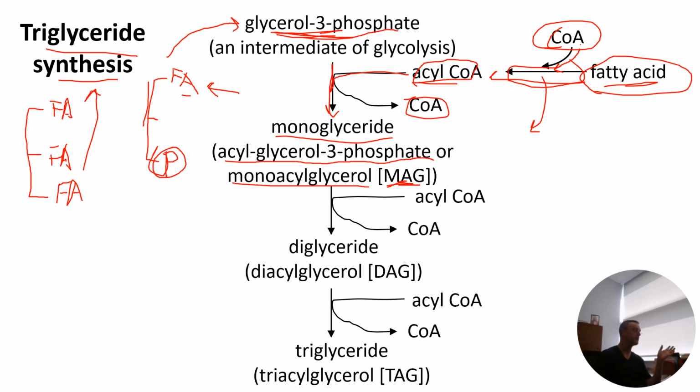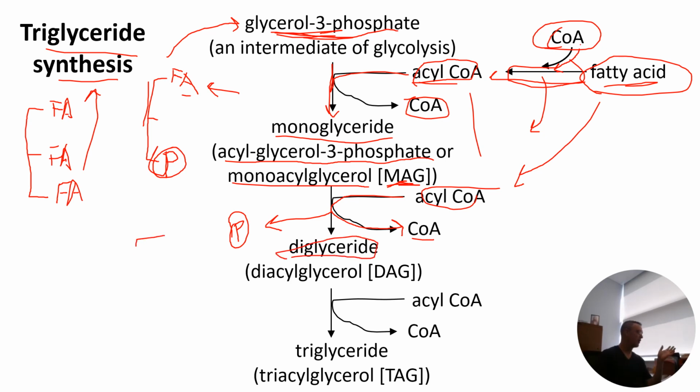Well, now we're going to take another acyl-CoA. We got it from the same place, right? Fatty acid added CoA. We've got an acyl-CoA group that's going to interact with this monoacylglycerol. We're going to kick off a CoA. Incidentally, we also kick off the phosphate at the same time. I didn't draw that in here, but we got rid of that phosphate group. And that leaves us with a diglyceride.